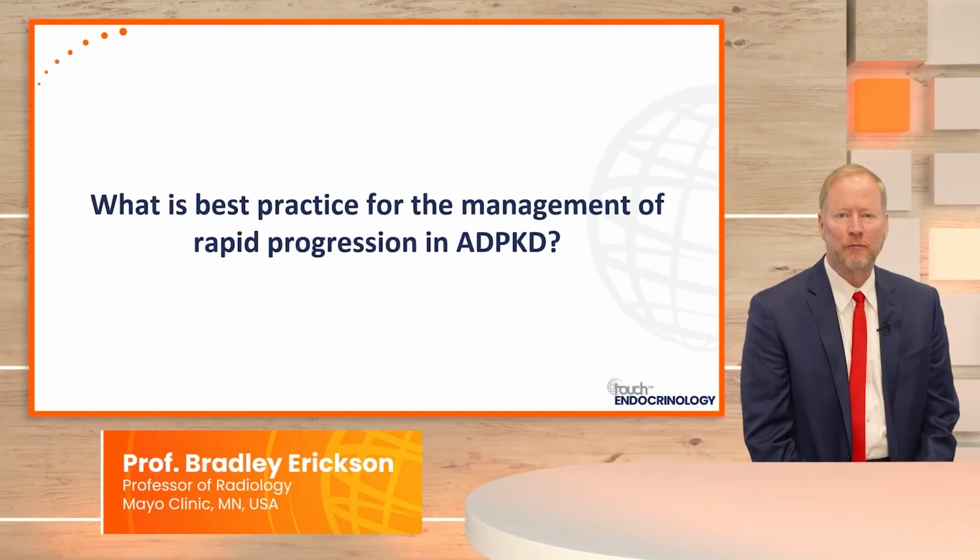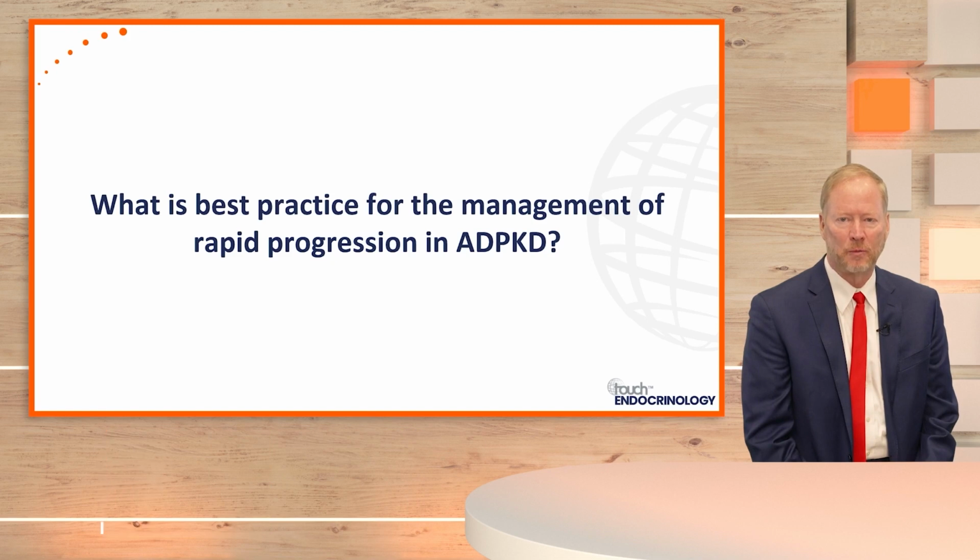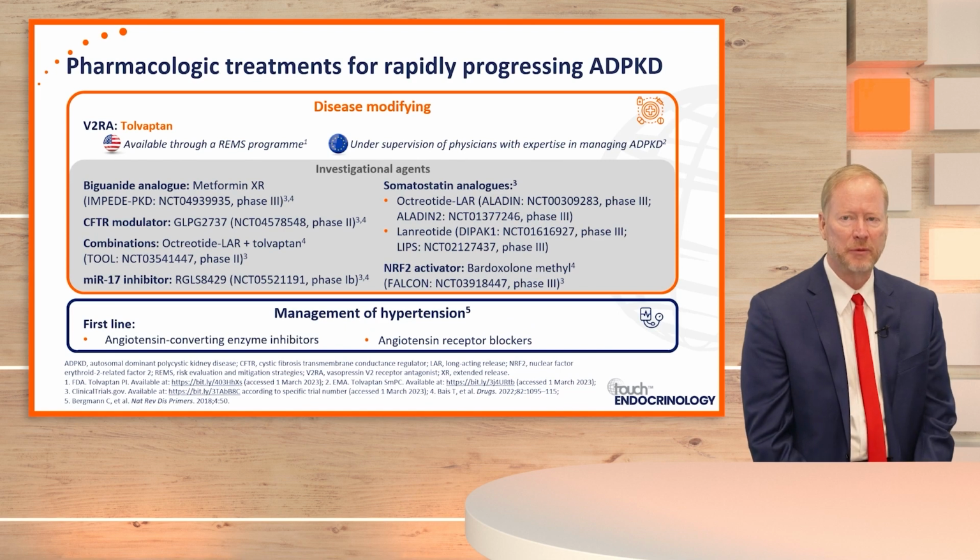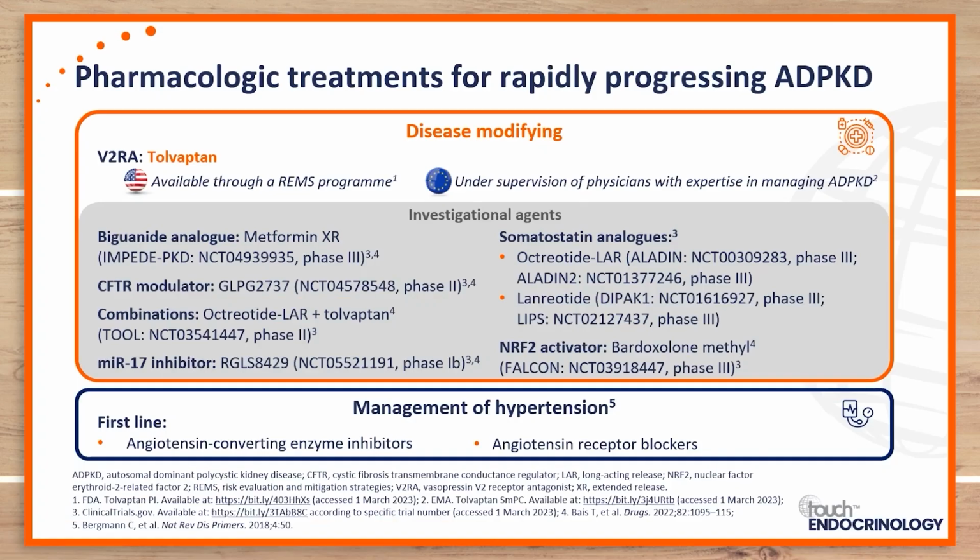Now we address the question of what is the best practice for managing rapidly progressive ADPKD. In terms of pharmacologic treatments for rapidly progressing ADPKD, the only currently approved drug is Tolvaptan. There are some investigational agents, including metformin XR, octreotide, lanreotide, octreotide with Tolvaptan, and the list goes on. There are also important drugs for the management of hypertension that can be seen in patients with ADPKD, and typically, the first-line agents there are ACE inhibitors.